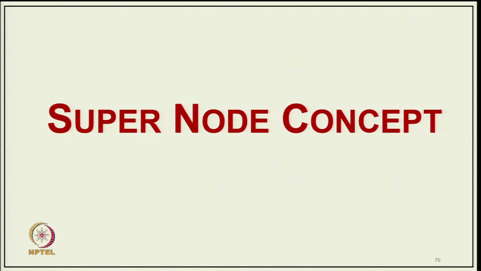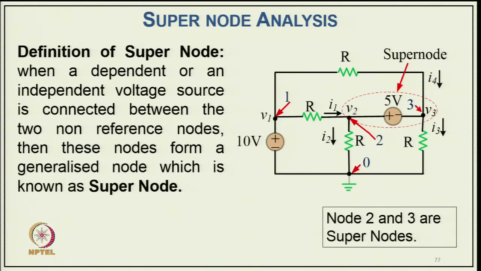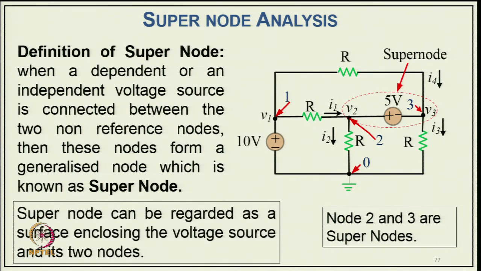Now, there is again the concept of a super node. The definition of a super node: when a dependent or independent voltage source is connected between two non-reference nodes, then these nodes form a generalized node known as a super node. You can see here that nodes 2 and 3 are the super node, because a voltage source of 5 volts is connected between these two nodes. So, super nodes can be regarded as a surface enclosing the voltage source and the two nodes.